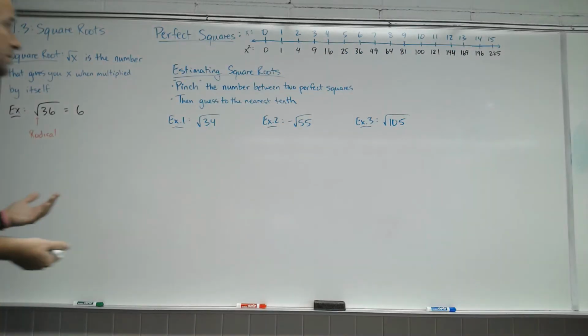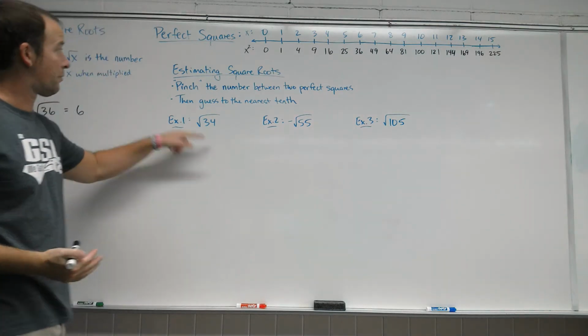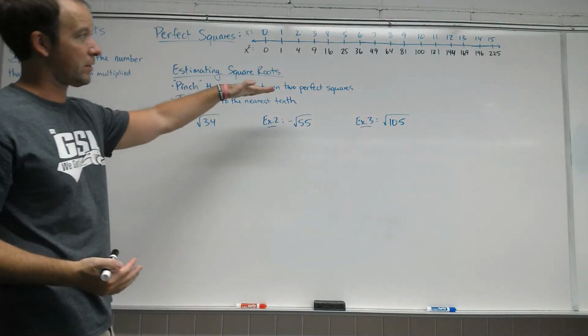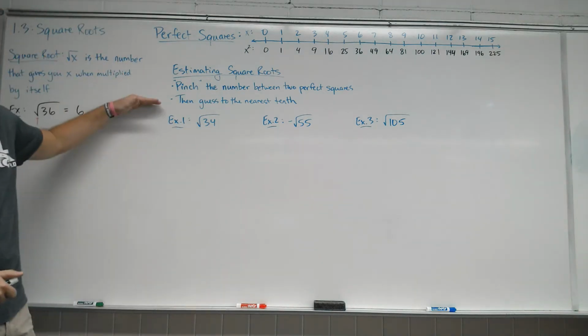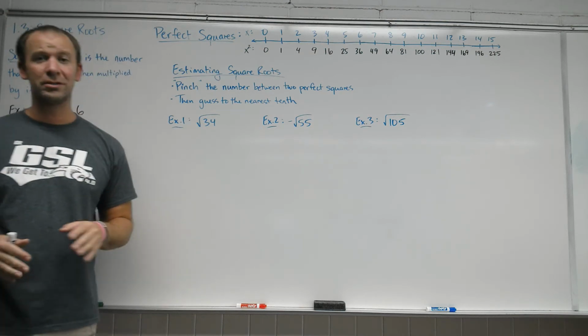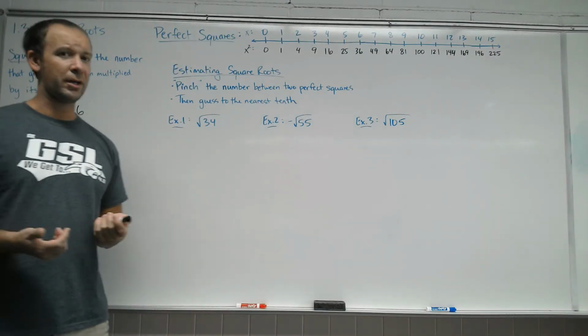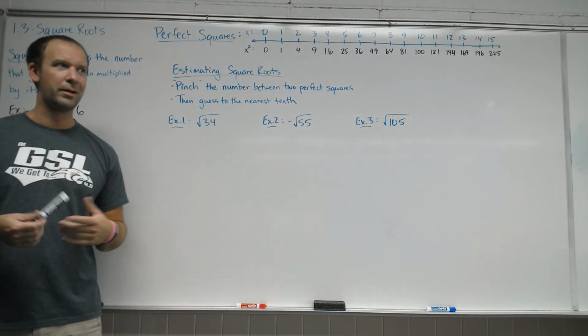Okay. So to do the estimating piece, all we're going to do is take the square root we're trying to find and pinch it between two perfect squares. So it's in between those two squares. Then we're just going to guess to the nearest tenth, so one decimal place. Do not overstress on doing these. You can check them with a calculator when you're done, but it doesn't have to be perfect. You just got to be in the ballpark. If you're within a tenth or two, you're fine.